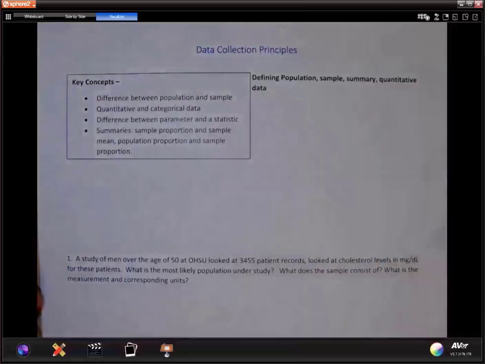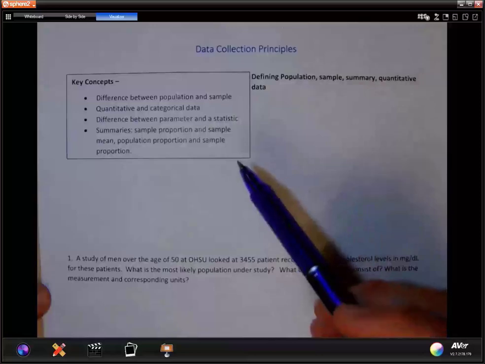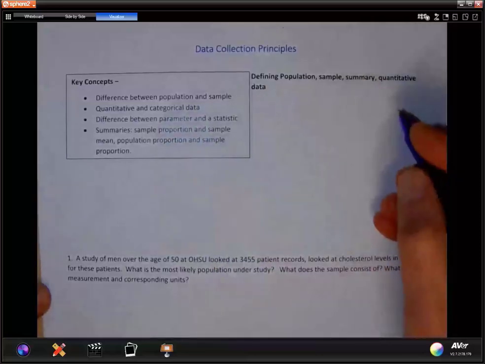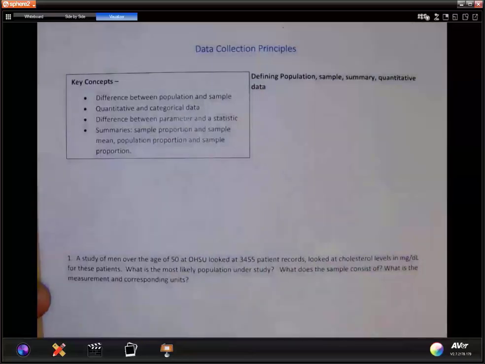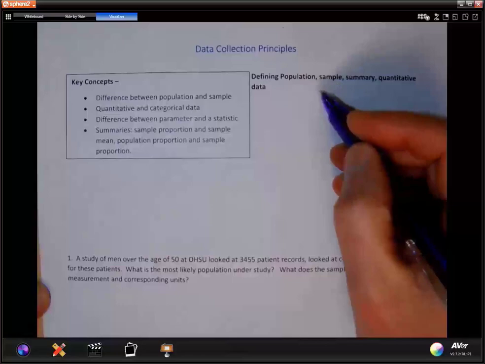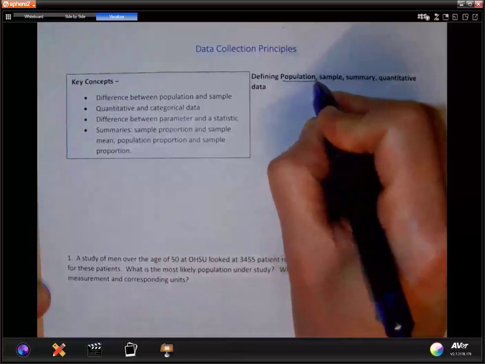Let's look at the data collection principles. We're going to look at the following key concepts. The first one we want to look at right now is defining a population. Now, this seems somewhat obvious, but in reality there is a lot more to think about when we define a population.